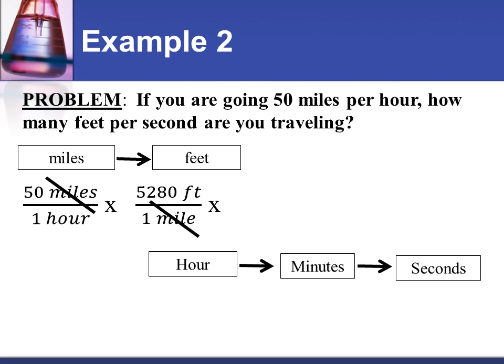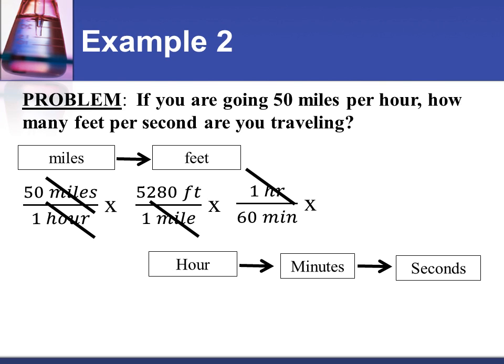So my next factor will start with converting hour to minute using the equivalent statement. 1 hour equals 60 minutes. Now this time the hour is in the denominator of the first factor. So for it to cancel out, I have to have hour in the numerator of my third factor. So I'm going to use 1 hour over 60 minutes. That way hour will cancel with hour. Now my unit is feet per minute.